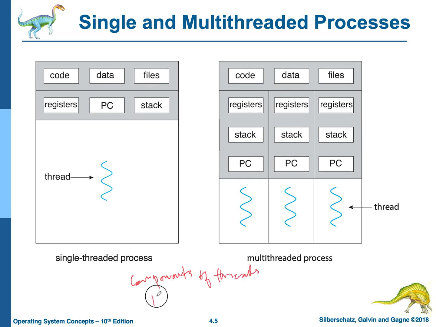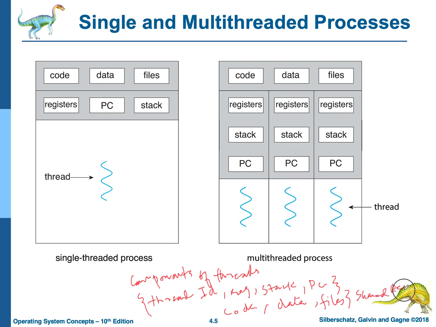So we have thread ID, registers, stack, and program counter as specific components of the thread, while we also have some shared components: code, data, and files. These are shared resources, and these are specific resources.